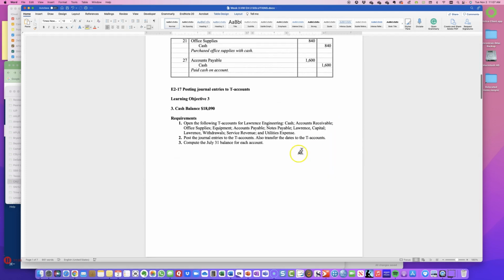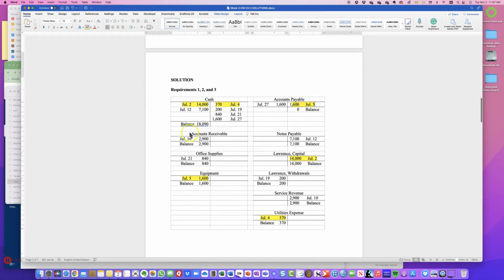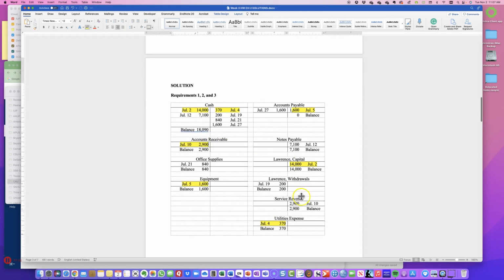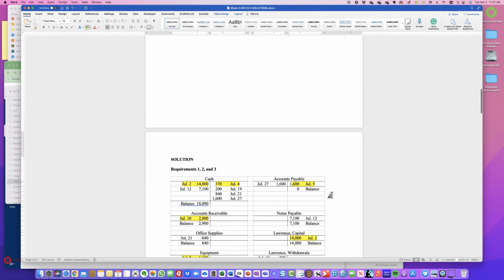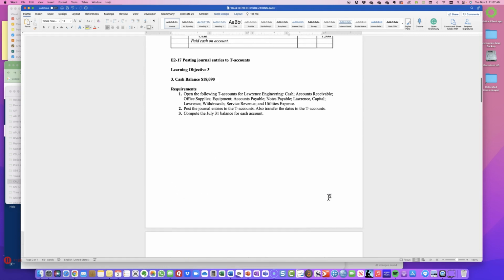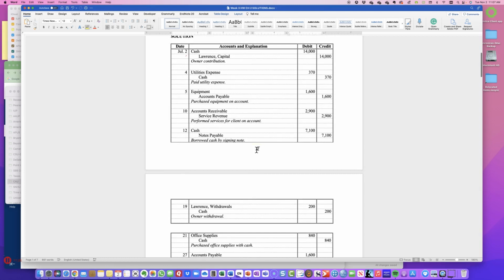So let's see how that looks on the T accounts here. Here we have accounts receivable for July 10th, and that's our debit. And then here we have our July 10th service revenue as well. So you see how for each transaction, first we do the journal entry as we're doing up here, and then we actually record it in the T accounts.